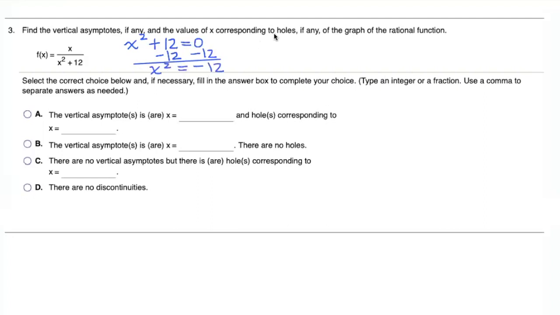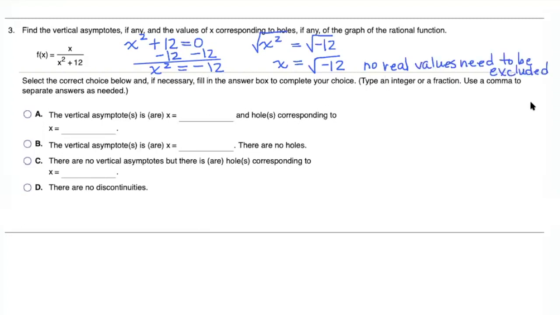When I introduce the square root on both sides, I run into an issue because I'm told that x should equal the square root of a negative number, which is imaginary. So what this is telling me is there are no real values that I need to exclude from domain. And that would mean that my domain would be everything from negative infinity to positive infinity. Now again, the question didn't ask for that, but again, it's just good practice.